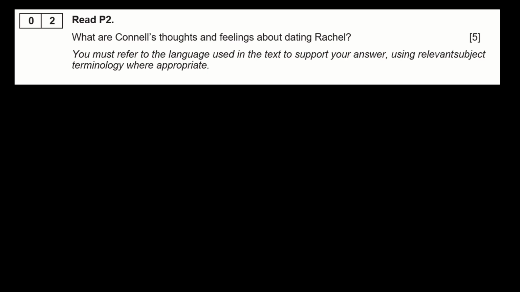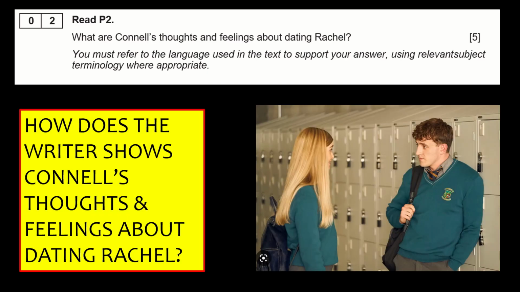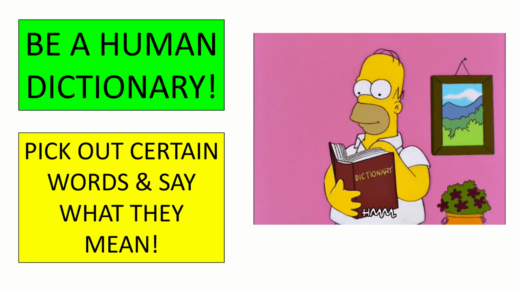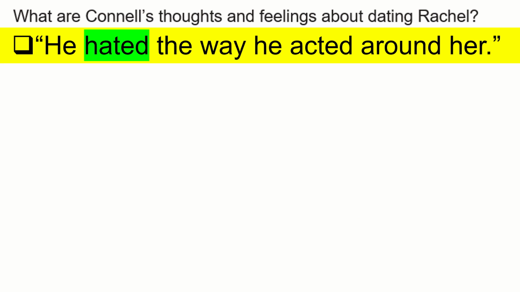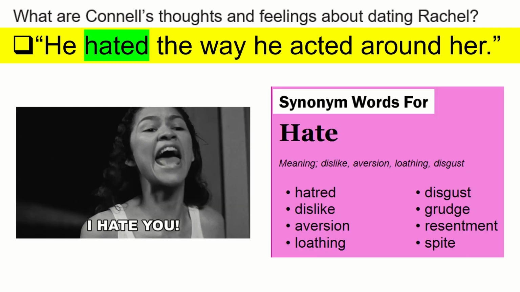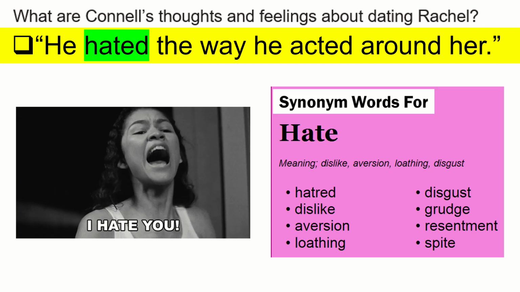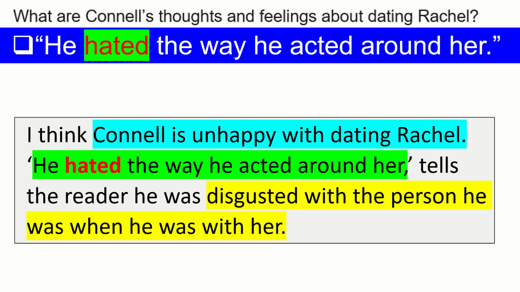Okay, what are Connell's thoughts and feelings about dating Rachel? So you'd go through the extract and try to find anything that shows what Connell's opinions are. Always be a human dictionary: pick out a word and say why the writer's used it, what does it mean? So for example, it says he hated the way he acted around her. What do we mean by hate? Dislike, disgust, resentment. So I'd put, I think Connell was unhappy dating Rachel. He hated the way he acted around her. This shows he's disgusted with the person he was when he was with her. Again, be a human dictionary and say why the writer has used that word.